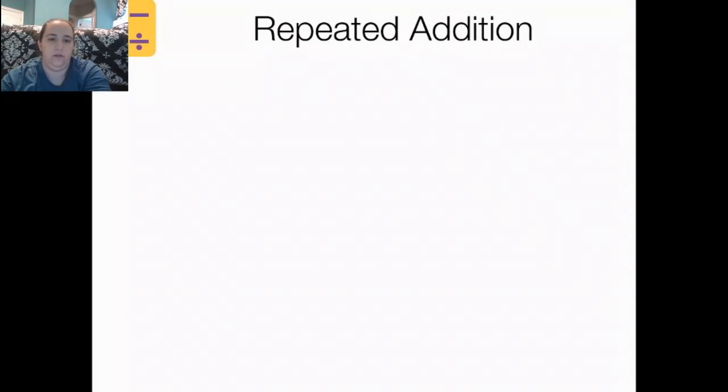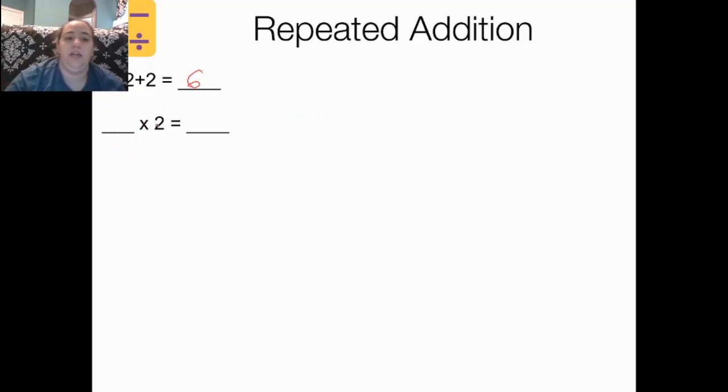Alright, now we're going to be doing repeated addition. So 2 plus 2 plus 2 equals 6. Blank times 2 equals blank. So basically this is saying it wants us to rewrite this equation but use multiplication instead. And so we have 2. How many times do we have 2? We have 2, 1, 2, 3. 3 times. So we know that 3 times 2 equals 6.